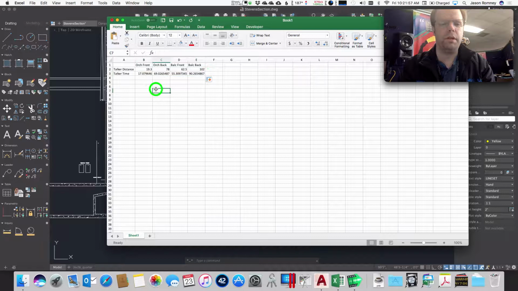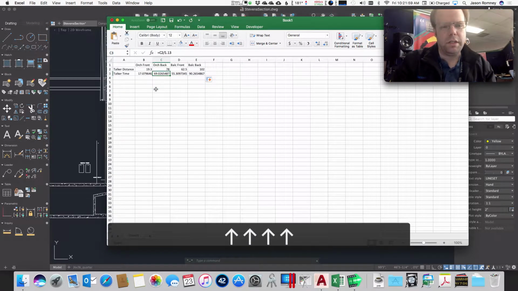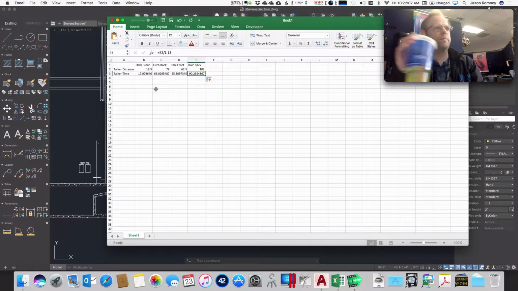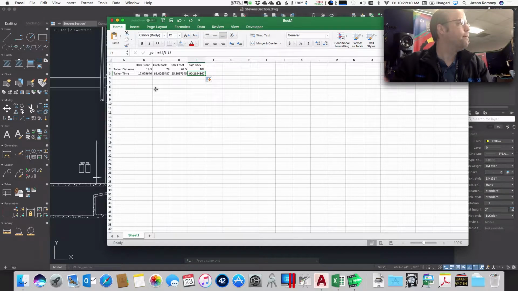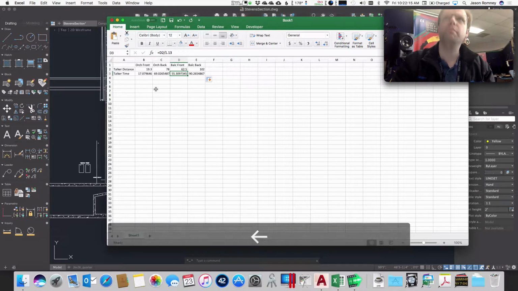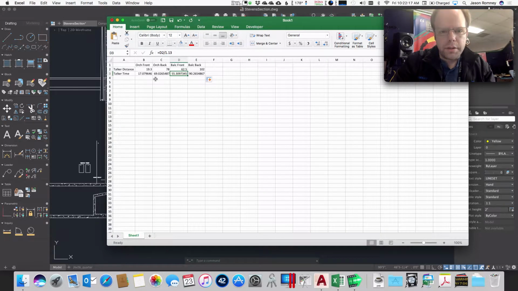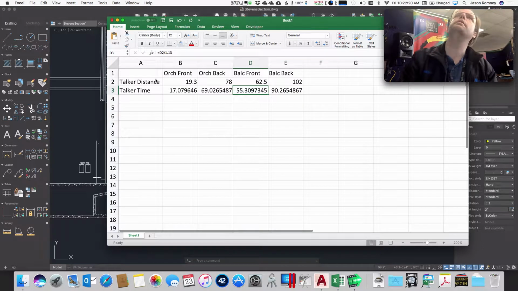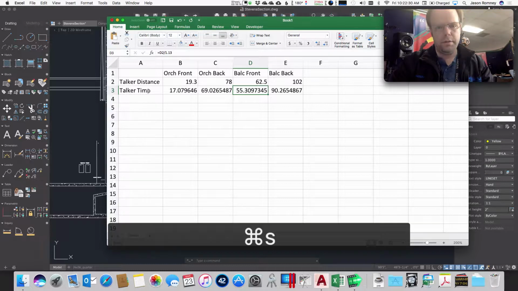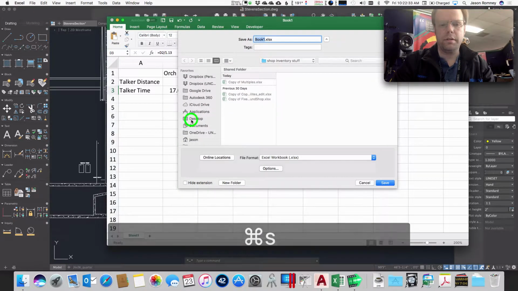And I'll just copy that over there, and that means it's 69 milliseconds to the orchestra back row, 55 milliseconds to the balcony front row, and 90 milliseconds to the balcony back row. Okay? Oh, second to last, 55. I think I can zoom in here. Would that help? There you go. Okay, so talker distance, talker time. So I know how far away they are, and I know how long it's going to take the sound to get to those places from the talker. Let me go ahead and save this just in case something happens.